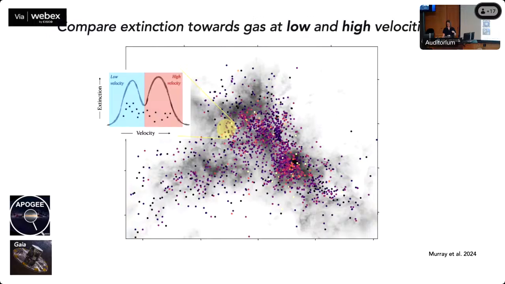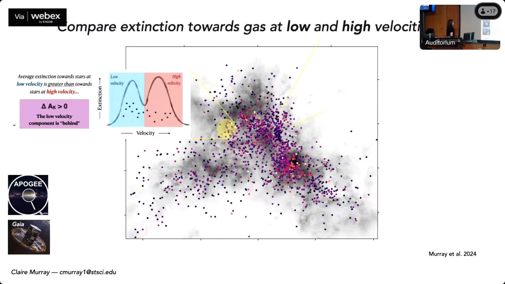So we identified this sample, and then we looked at the difference in extinction observed for these stars in the two different velocity components. So here's an example of a region of the SMC. We identify stars at low velocities and high velocities, and then compare what the average extinction to the stars at low velocities is to the average extinction at high velocity. And where we see a difference, we can then infer which of the velocity components is in front along the line of sight. This is just a relative measurement. If there's more dust towards the low velocity component than the high velocity component, then we assume that the low velocity component is behind.